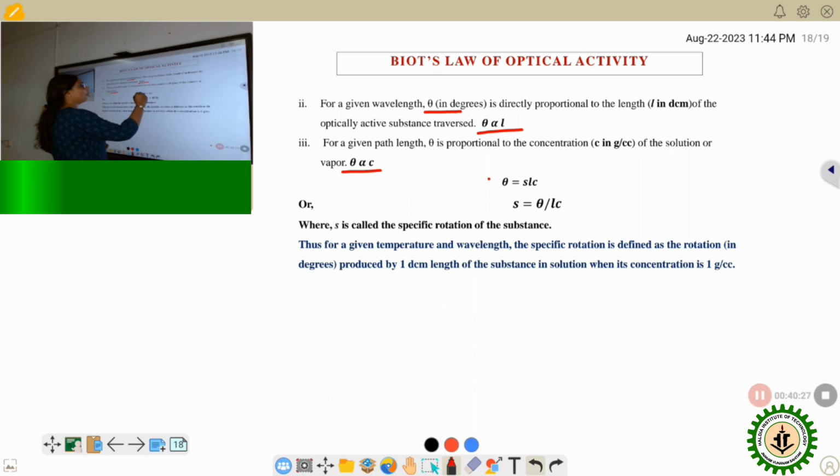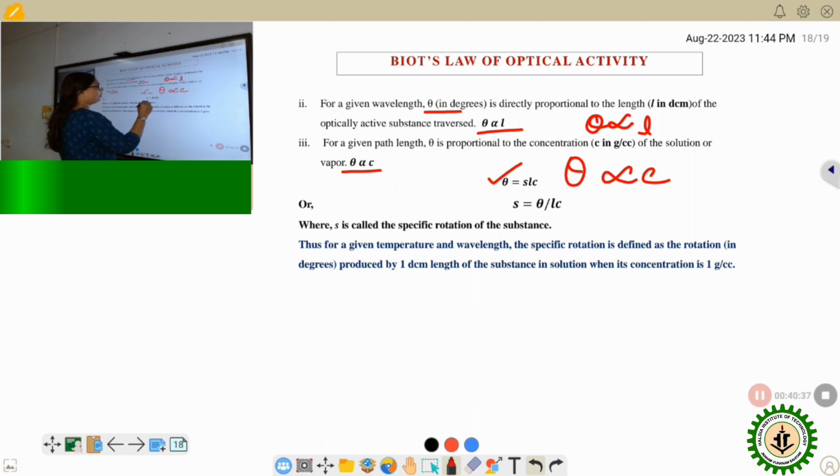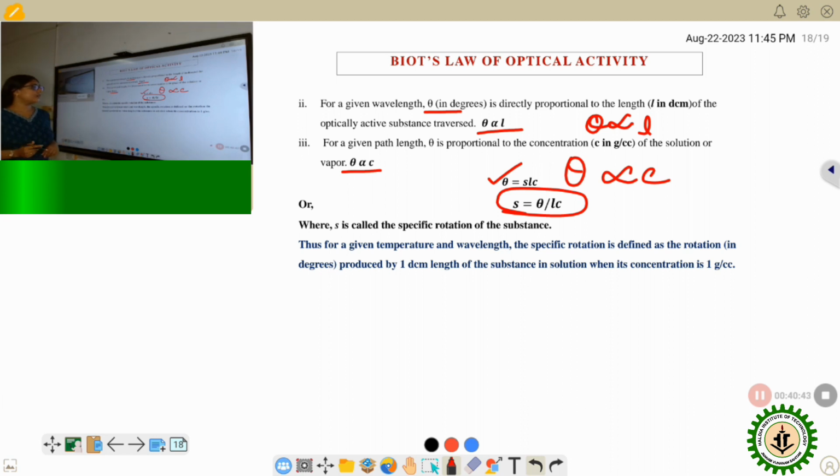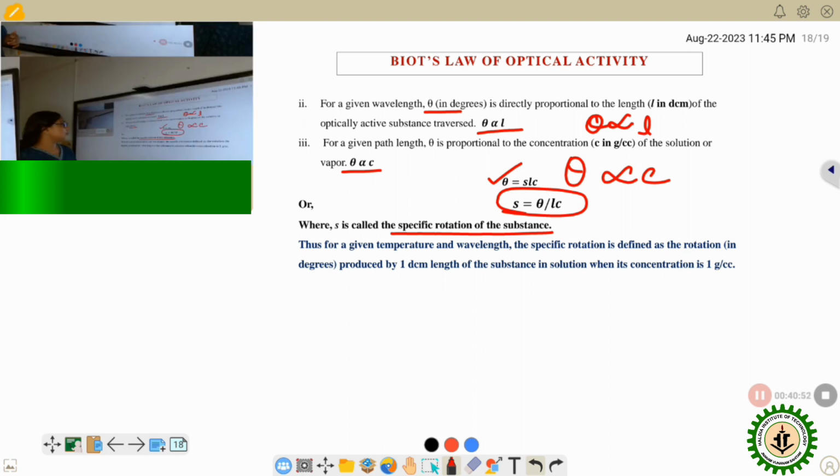that theta, the angle of rotation, is directly proportional to C and theta is directly proportional to L, and together we can write that theta equals SLC, or S equals theta by LC, where this S is called the specific rotation of the substance. So if L and C are 1 and 1, S equals theta.